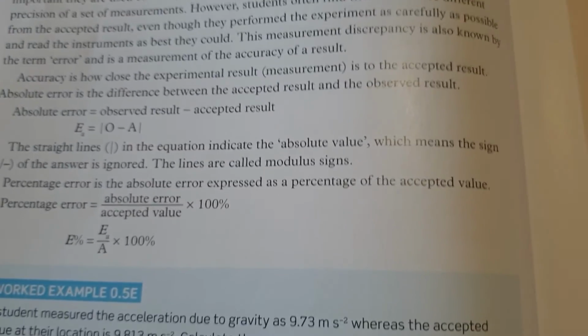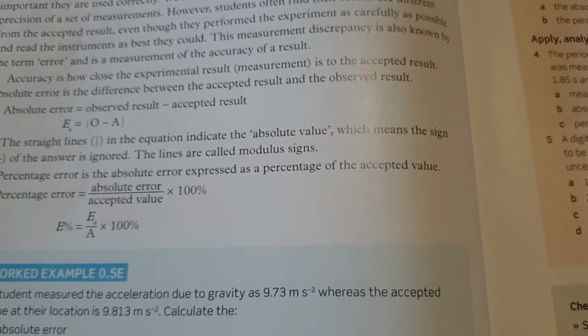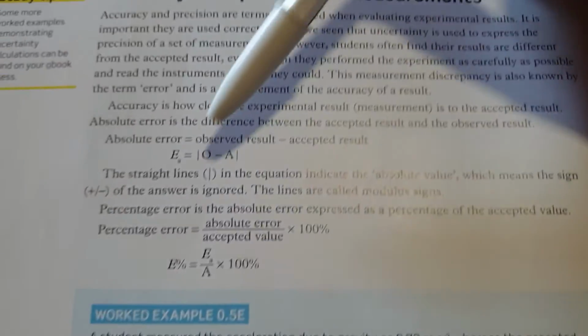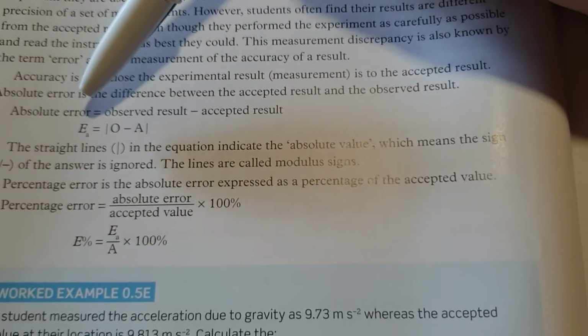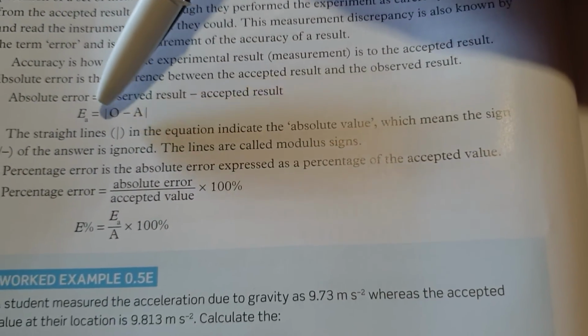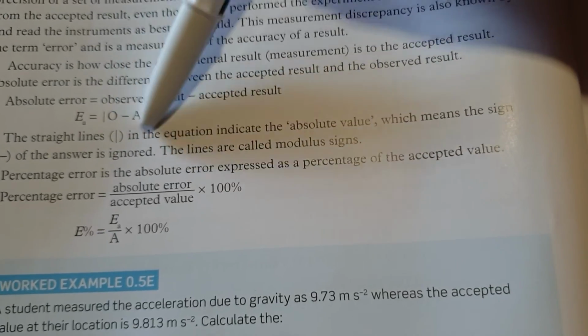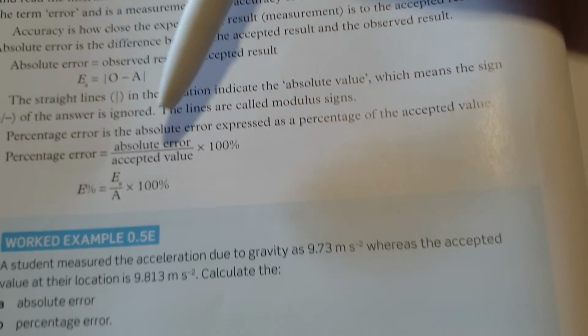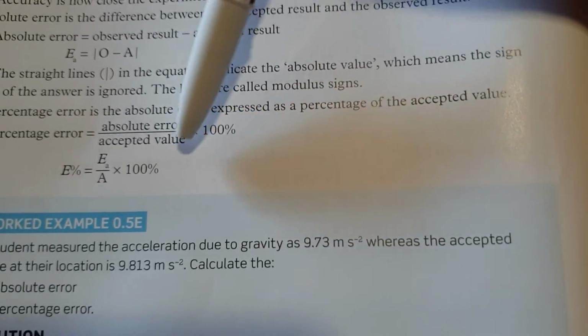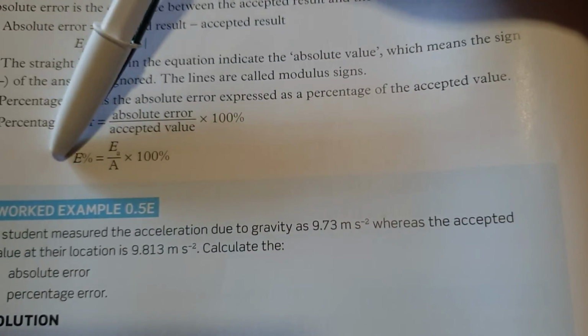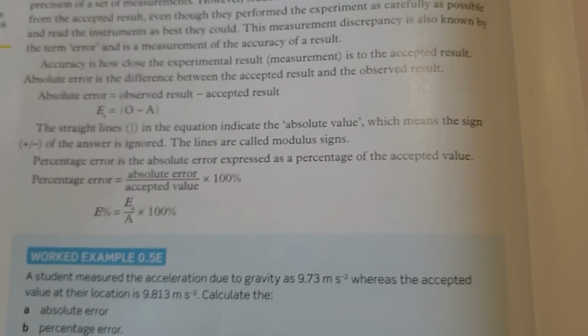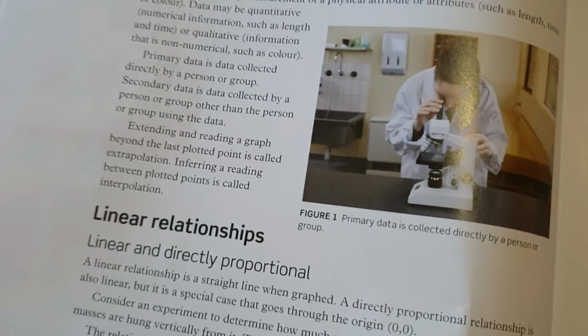And then, confusingly, error is a measurement of your measure against the accepted value. So absolute error, again, is just a numerical value, so the observed minus the accepted, which is the one you've looked up somewhere. And then if you put that over the accepted value, multiply by 100, you've got the percentage error. That'll do for this bit, I think.